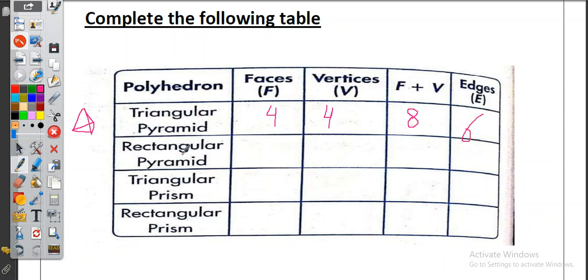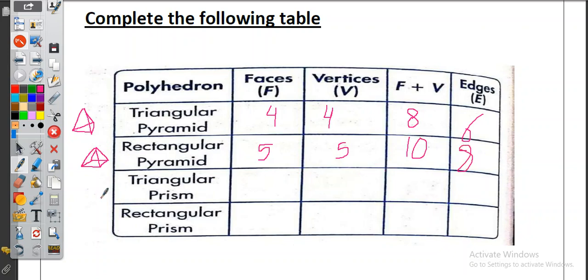The rectangular pyramid. You will draw a pyramid with a rectangular base. Now, how many faces does it have? Count. Here we have 4 and 1 down, so they are 5. How many vertices? 4 down and 1 up, which are 5. The number of them together is 10. And the number of edges, count 1, 2, 3, 4, 5, 6, 7, 8.